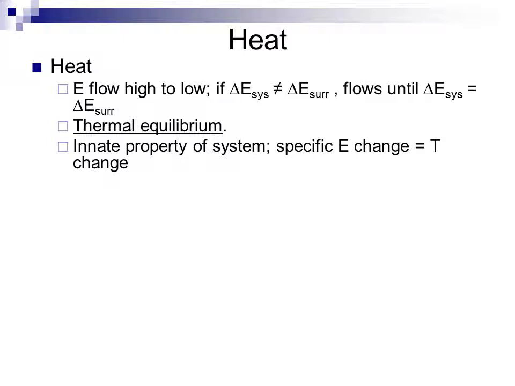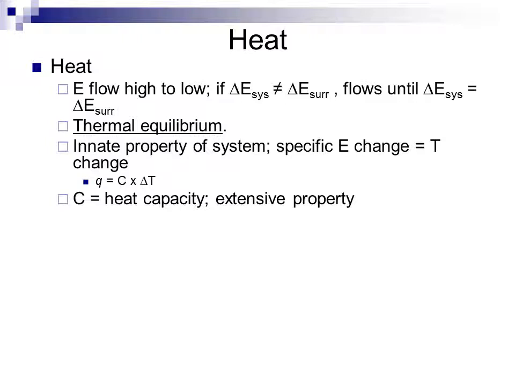The idea of an energy flow is an innate property of a system. Any specific energy change will be equal to the temperature change in proportion. So heat can be thought of as the change in the heat capacity times the temperature. So if we have a substance that has a heat capacity associated with it, which is C, that heat capacity times the change in temperature will equal the amount of heat that is either absorbed or released by the system.